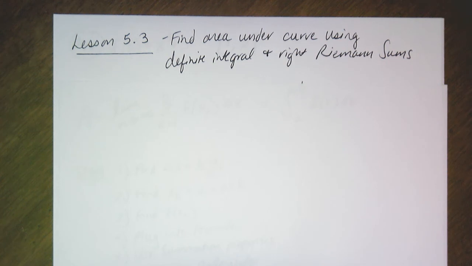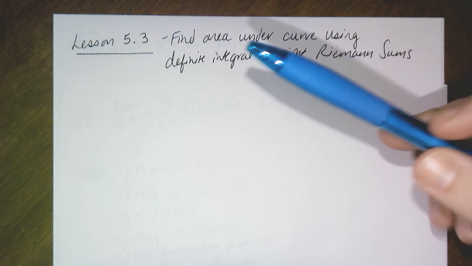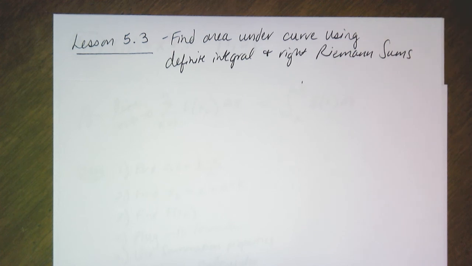Okay, we're going to piece together the other two lessons as to why we were doing properties of sums and drawing all these rectangles in this one right here. We're going to find the area under a curve using the definite integral and right Riemann sums.